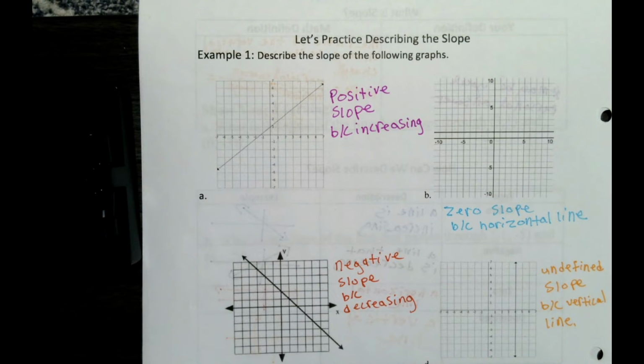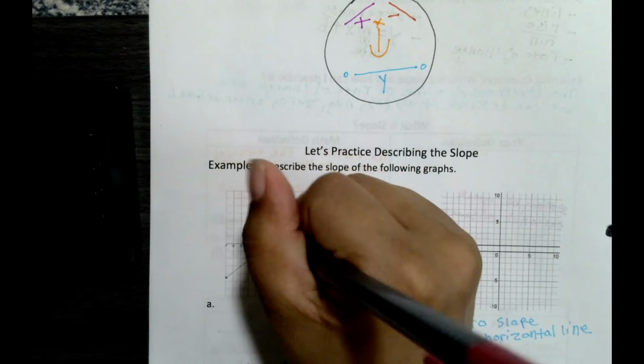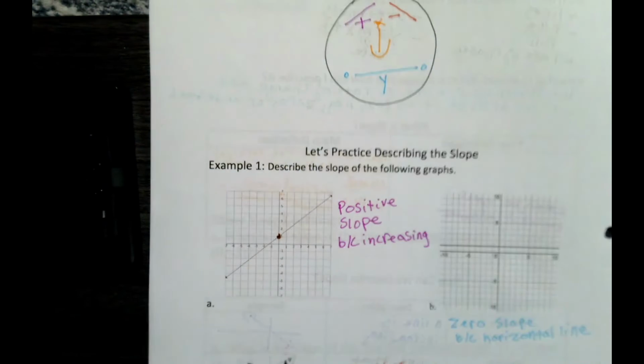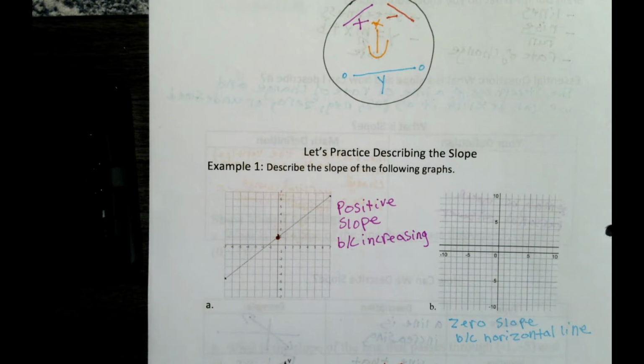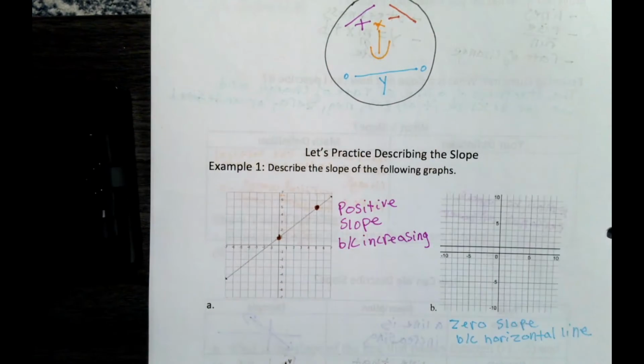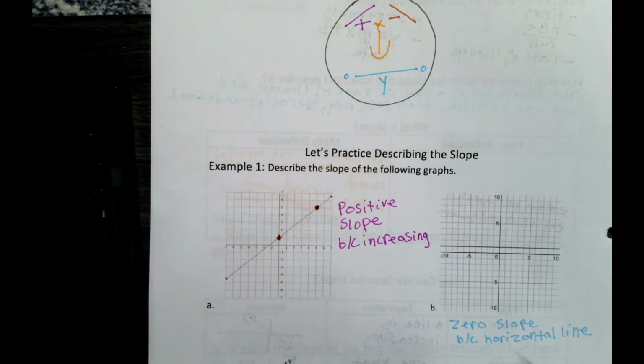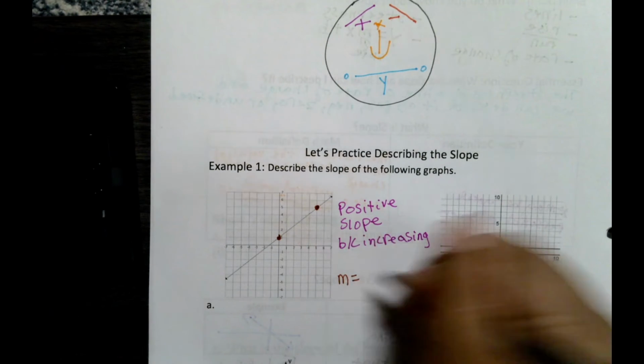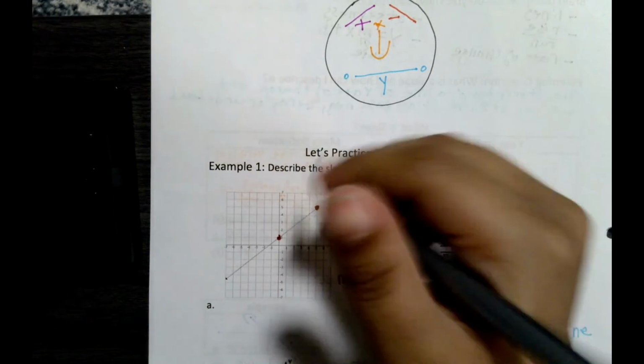So we're going to go up. 1, 2, 3, 4, 5. Nope, it's not 5, it's 4. 1, 2, 3, 4. Gotta be very careful. Over, 1, 2, 3, 4, 5. So our slope is 4 over 5.